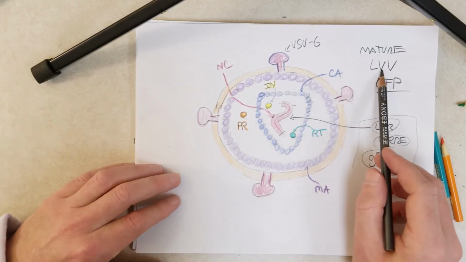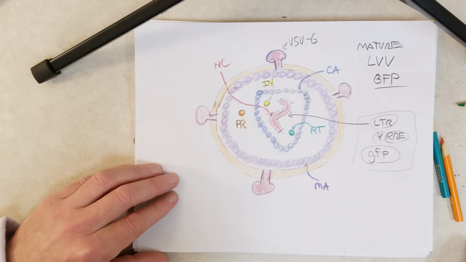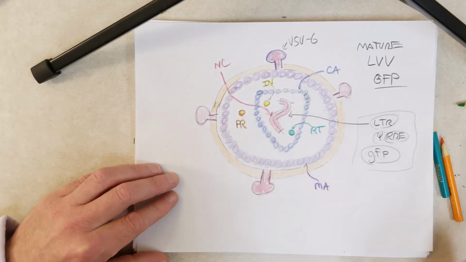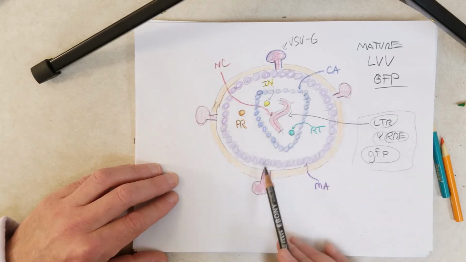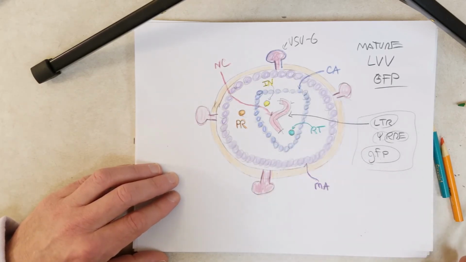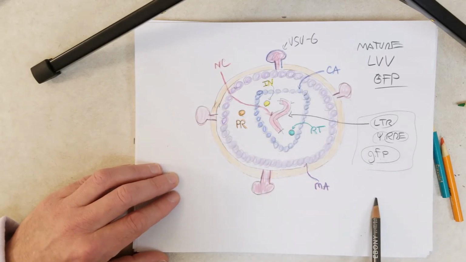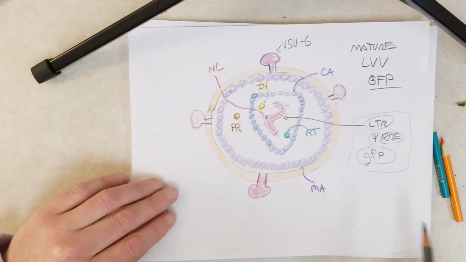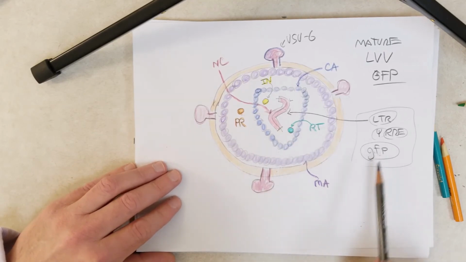So when this lentiviral vector is used to transduce a target cell, that target cell isn't going to make more of these particles, right? Because it doesn't have the genetic material to make any of these proteins right here. It's just going to get the genetic material for expressing GFP. We can say that again.